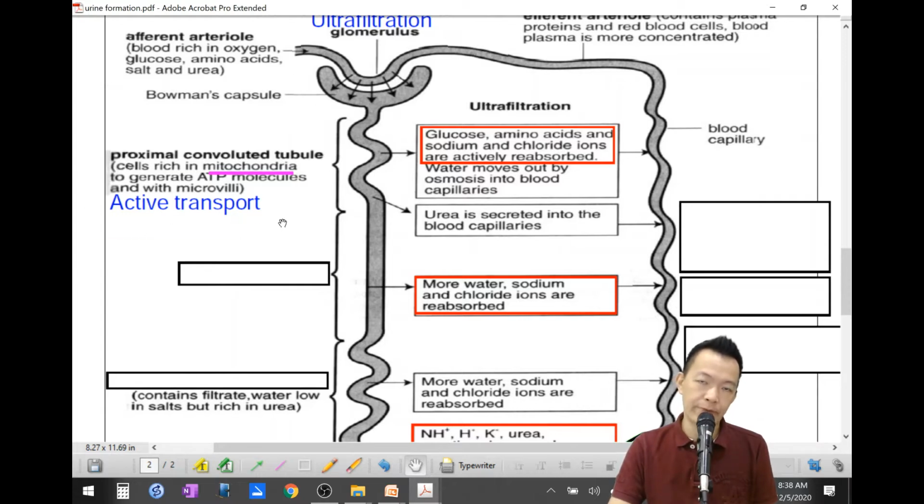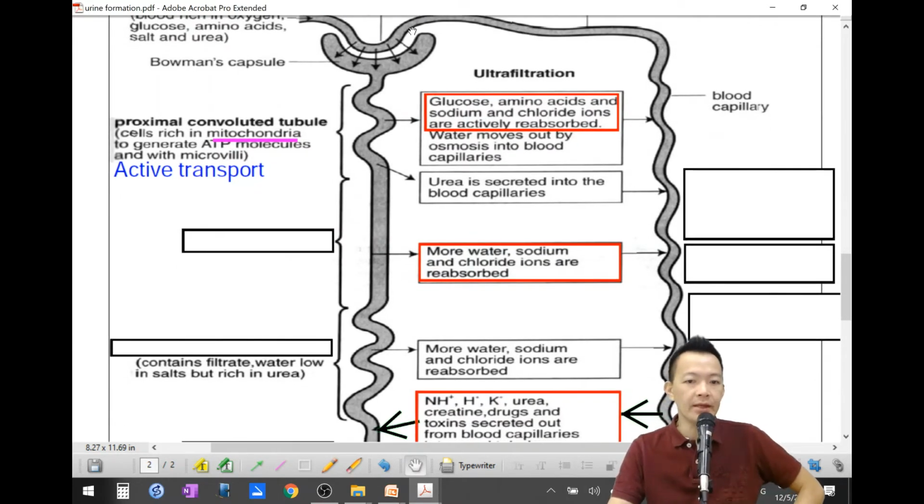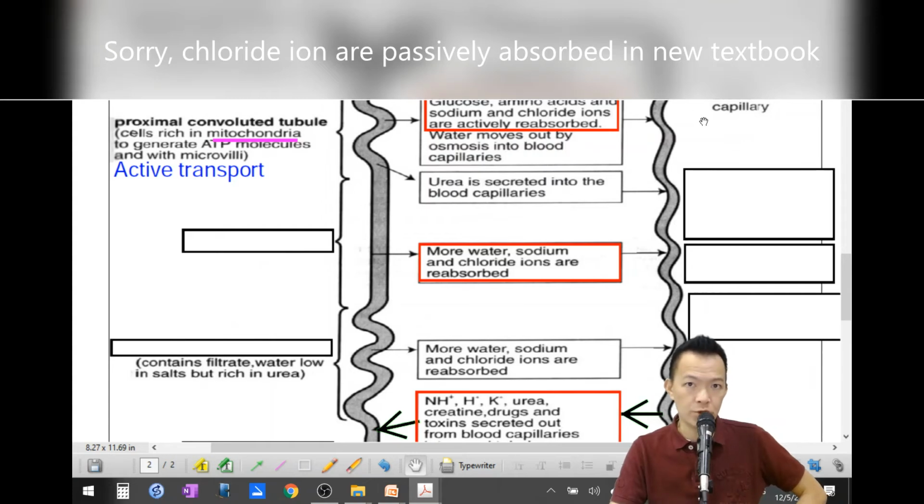But where does the process take place, or how does it take place? Inside the proximal convoluted tubule, glucose, amino acid, sodium ion, and chloride ion are actively reabsorbed. They will be reabsorbed using the method called active transport, pumped from the renal tubule back to the blood capillary. Purposely pumped, pumped with effort, with energy.